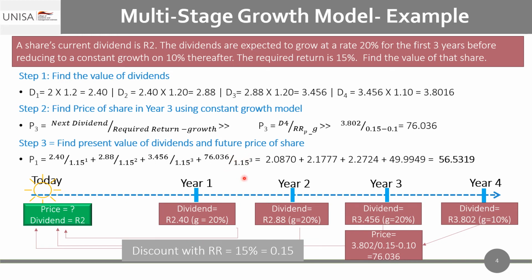Some of you might be wondering, why to the power of 3? Because the value here, 76036, is in year 3. So we discount that value by 1.15 to the power of 3, which is equal to that plus that plus that plus that, equal to 56.5319. If you go through this slide again, it will start to make a little bit more sense.